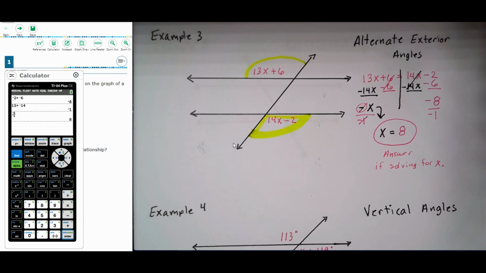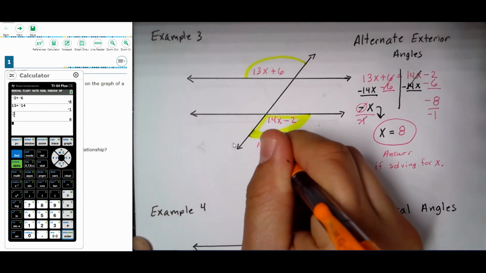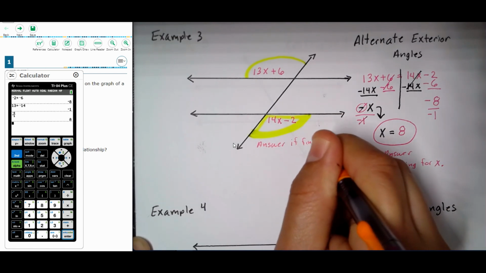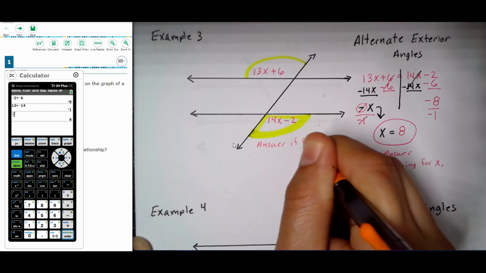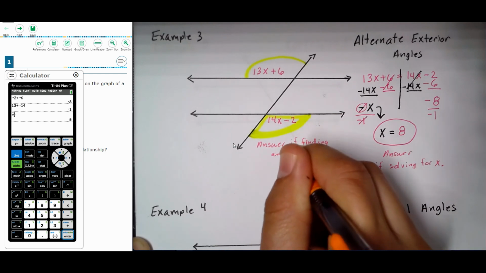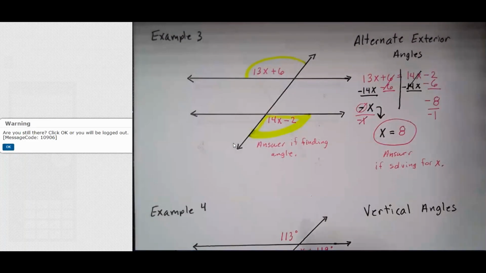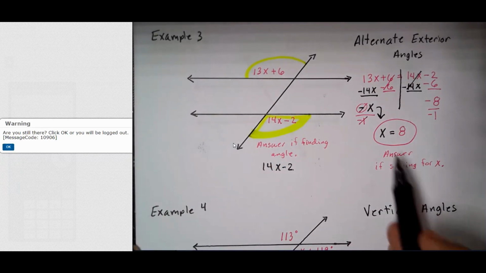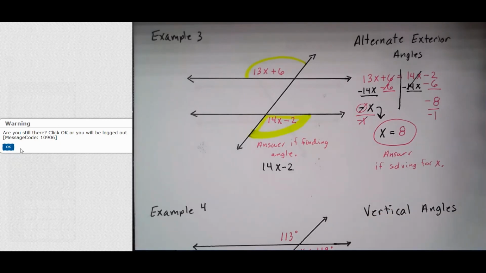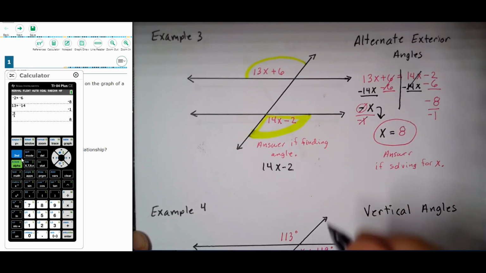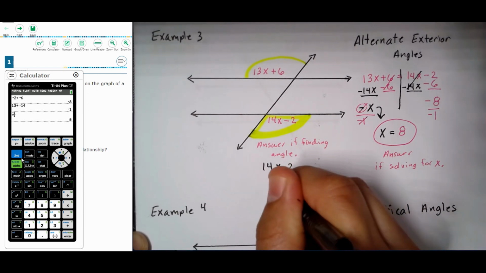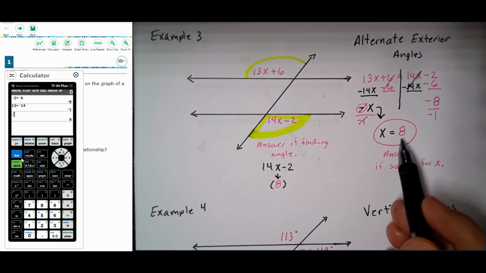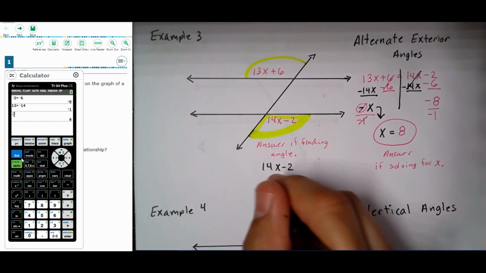So let's go ahead and I'm going to put right here, answer if finding angle. So we're going to try to find this angle. So I'm going to take this 14x minus 2. Now we know what x is, right? We just solved for it and we found that x is simply equal to 8. So since x is simply equal to 8, I'm just going to replace the x with a set of parentheses and I'm going to put an 8 in there. In other words, we are just substituting the value of x into our expression.